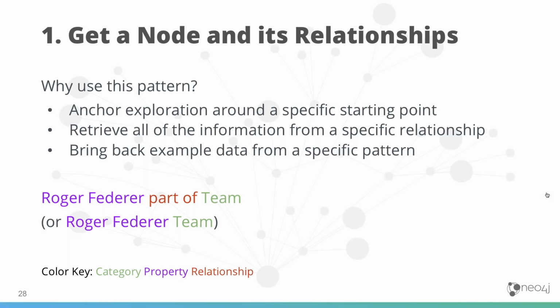So let's dig into more patterns around this data. Here's the first pattern. You want to be able to get a node and its relationships, right? That's at a minimum what you want to do from your graph. Why would you use this pattern? You might use this pattern for exploring around a specific starting point in your data. So you anchor around that starting point, and then you might want to see the relationships of that point. That point could be a person, a place, a thing, whatever entities you have in your data set.